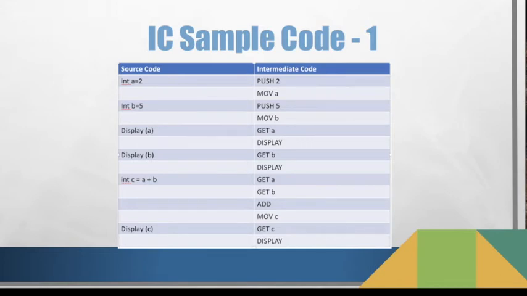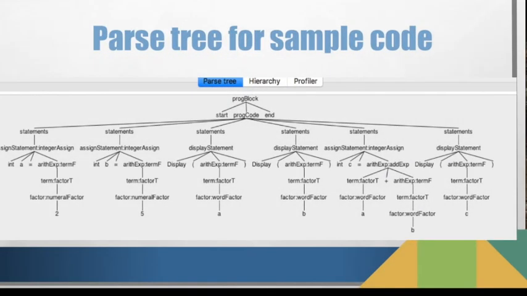Now the display statement is kind of a print statement which prints the value of any arithmetic expression inside the braces. Get a in the IC will take the value of that variable. The plus operator in a plus b will append add and the result will be moved to c, and it will then be displayed by the display statement. So here's our parse tree for our first sample code.